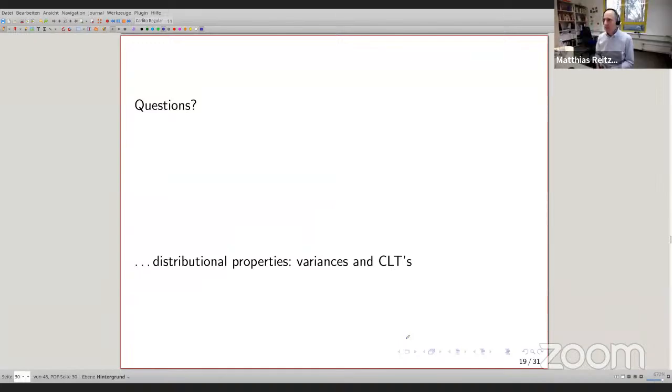What's going on with variances? What is with central limit theorems? The variances have been a long-standing open question, and they are now settled more or less. And for central limit theorems, the right tools have been developed, I would say, in the last years only. And I want to show you somehow what is going on. In the second part, I don't want to be as precise as I have been in the first part.